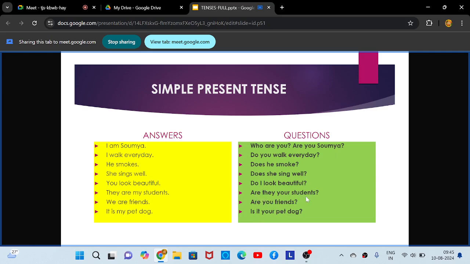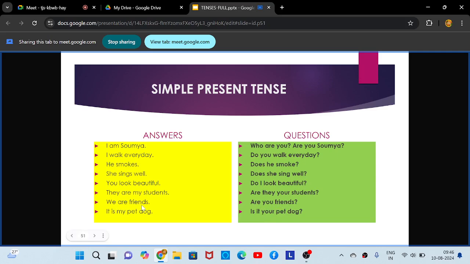Are they your students? The answer is they are my students. So here they is the subject, are is the verb, plus my students is the object. So there is nothing wrong in writing this sentence in simple present tense. It is not wrong to call this sentence simple present because you are not using V1 plus ing. Unless you use V1 plus ing, it will not become present continuous tense. Okay. Similarly, are you friends? Yes, we are friends.